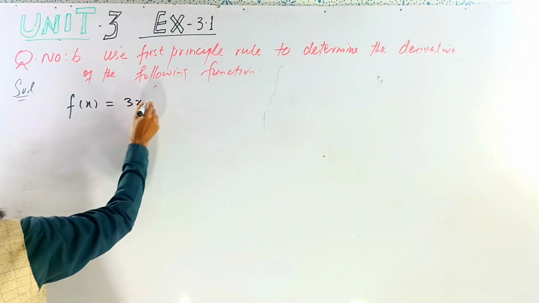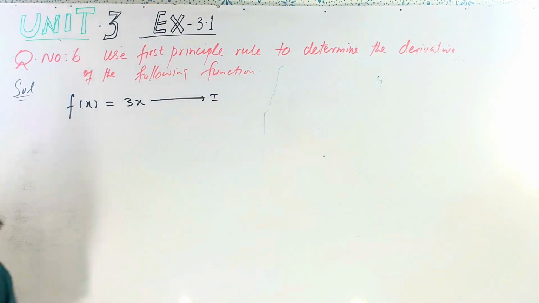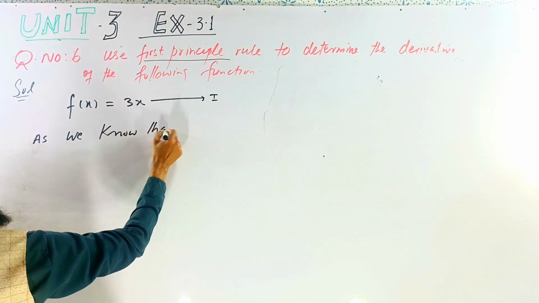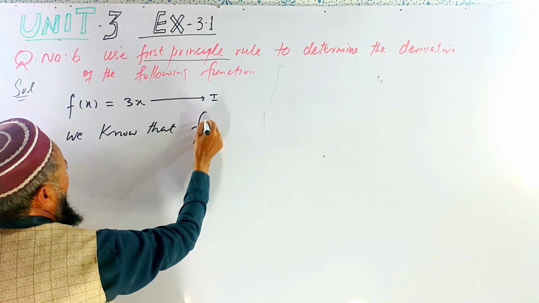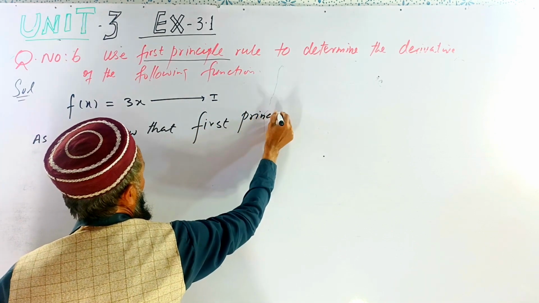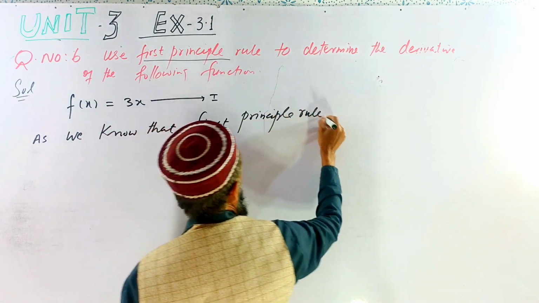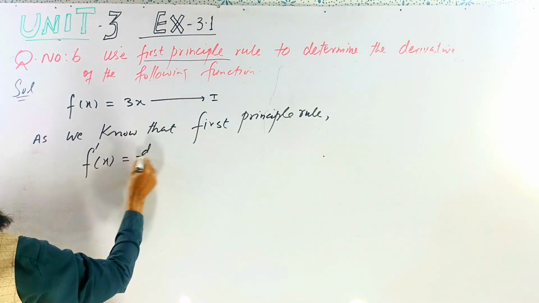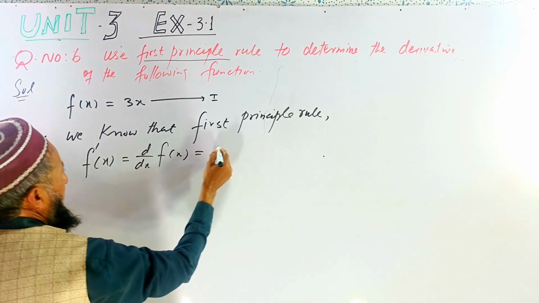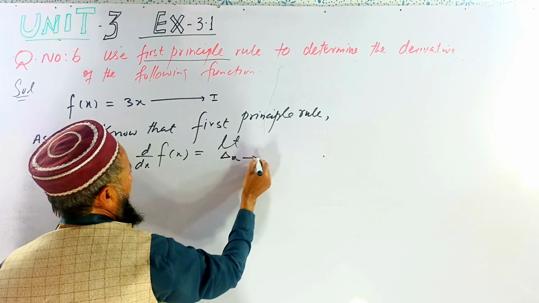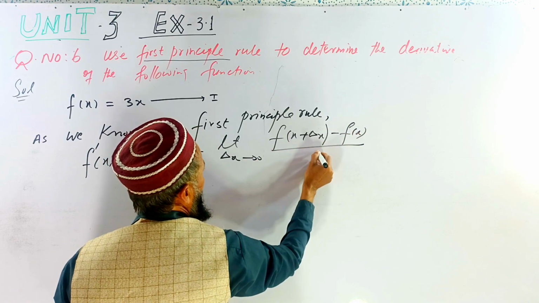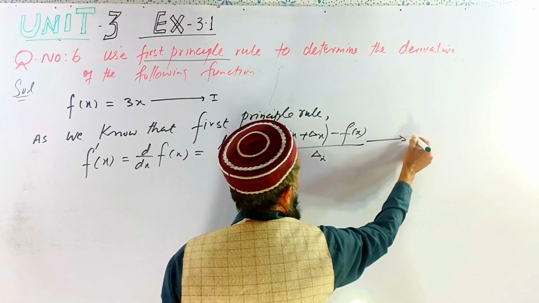If f of x is equal to 3x, we give this the name equation number first. Now, according to the first principle rule, as we know, that is f dash x or dy by dx f of x, both are the same, is equal to limit delta x tends to 0 of f of x plus delta x minus f of x divided by delta x. We give here equation number second.